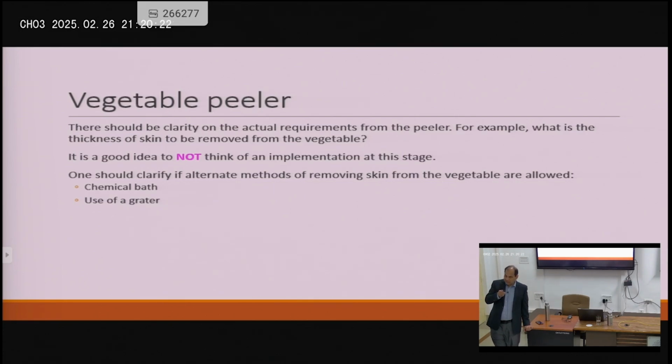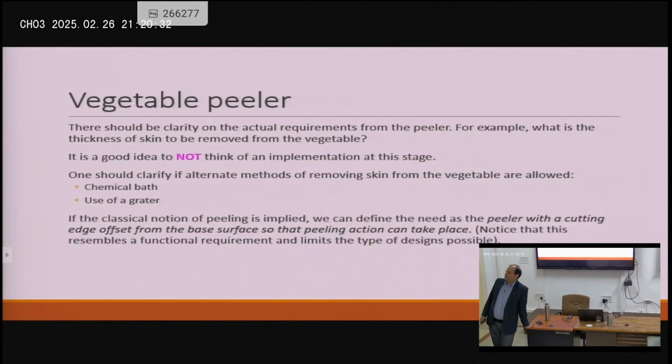But actually that's implicit, and that's what I'm trying to say. When you say peel, in English, peel means removing a layer of skin. It does not mean grating, it does not mean other things. So you should never have gone there, but you did. So if the classical notion of peeling is implied, we can define that peeler with a cutting edge offset, that you have a cutting edge that is offset from another surface and you glide over it and you remove a skin. Even though we think we're imposing a functional requirement, that's what the customer wants, so it's fine, okay?